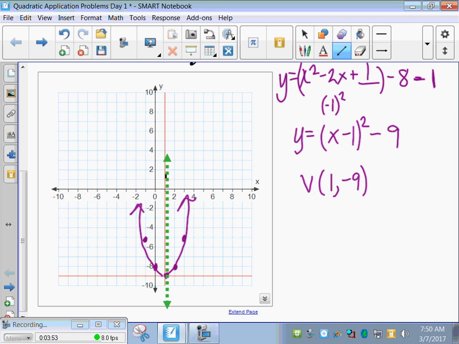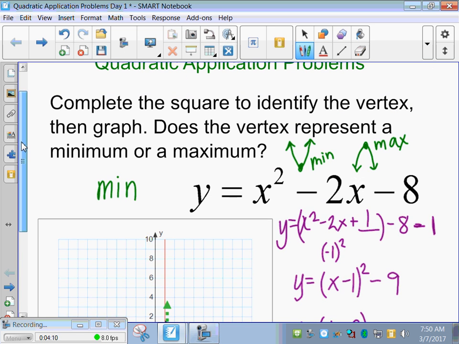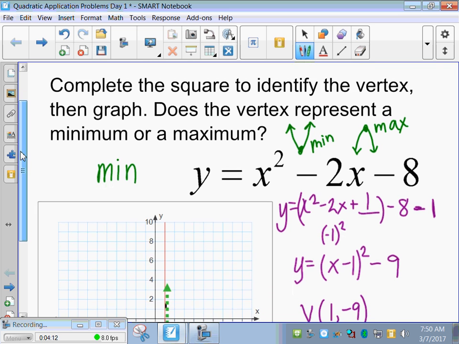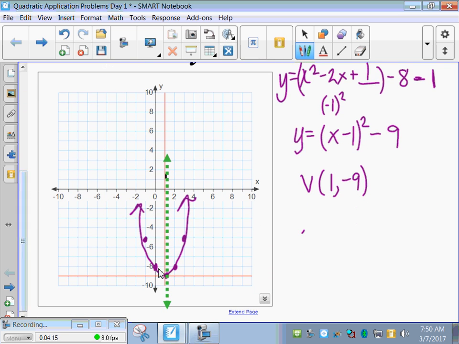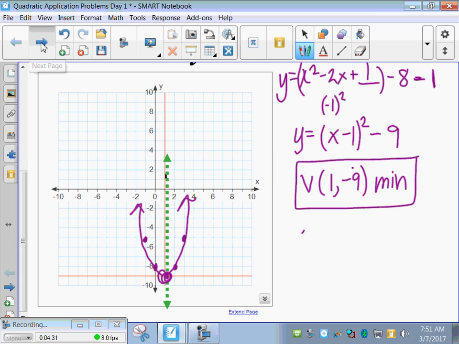Now, on tonight's homework, you do not have to find all of the fun stuff. However, you will on the test have to find all the fun stuff. So make sure that you don't forget that. Right? So this one, all it says is complete the square to identify the vertex, then graph. We did that. Does it represent a min or a max? So this point is the lowest point right here. And so right next to that point, I would say that it is a minimum. Because there is no maximum because it goes forever up. And that's all you have to do for that type of problem.